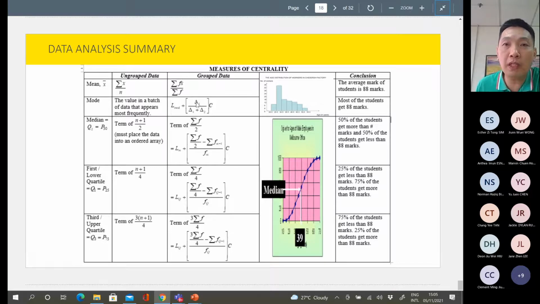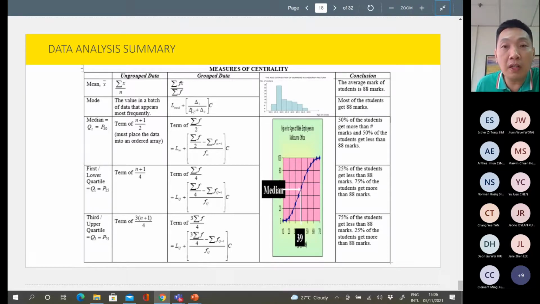So make sure that you know the meaning of triangle 1 and triangle 2. C is the class size. Okay, so it's using the upper boundary number minus the lower boundary number for each class. For the model class, upper boundary minus lower boundary of the model class. This L is the lower boundary of the model class. Okay, triangle 1 is the frequency difference between the mod class and a class before mod class. Okay, triangle 2 is the frequency difference between the mod class and a class after the mod class.